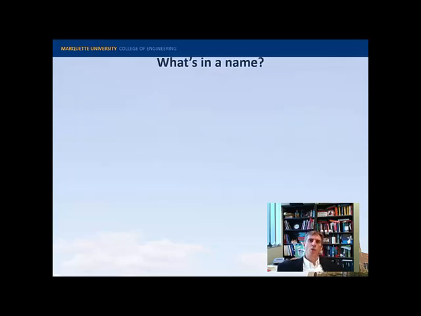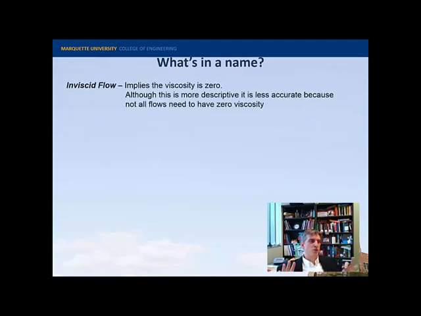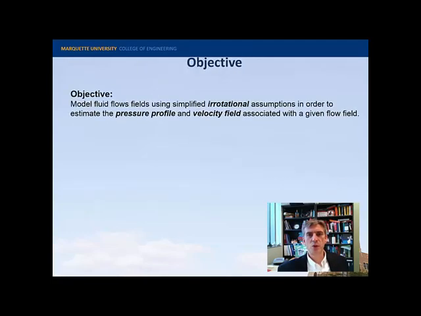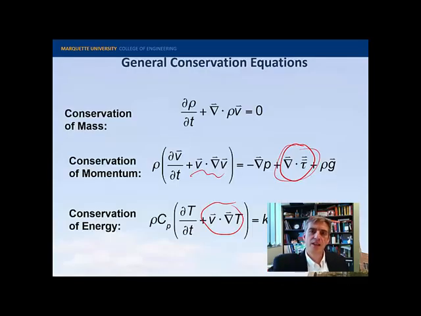All right, so let's get started. What is in a name? Well, this module I termed irrotational flow, but you'll see people use a lot of different names. One of them is inviscid flow. So in an inviscid flow, we assume that the viscosity is 0, and in so doing, we simplify this set of equations here. This term goes to 0. And so that's pretty nice.